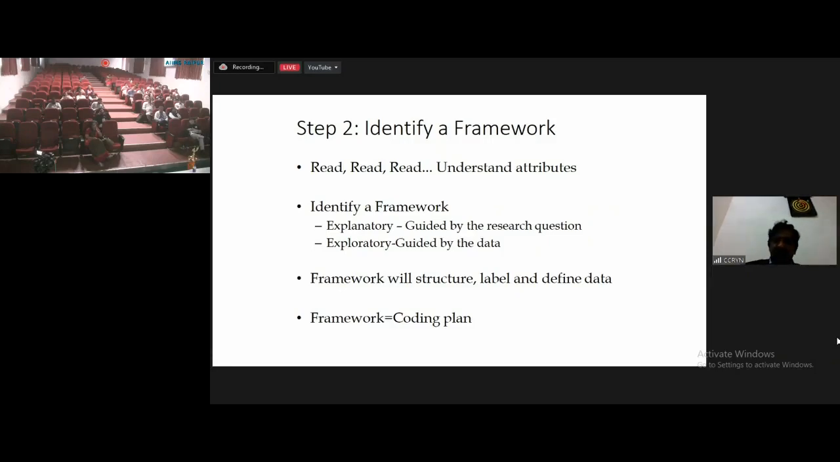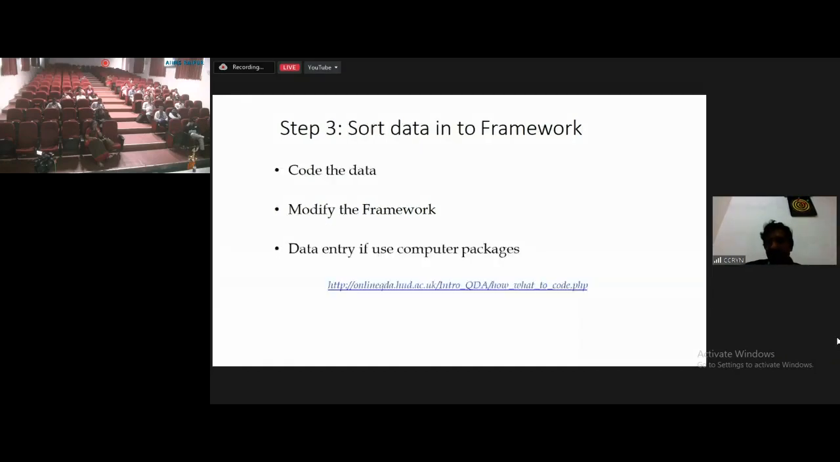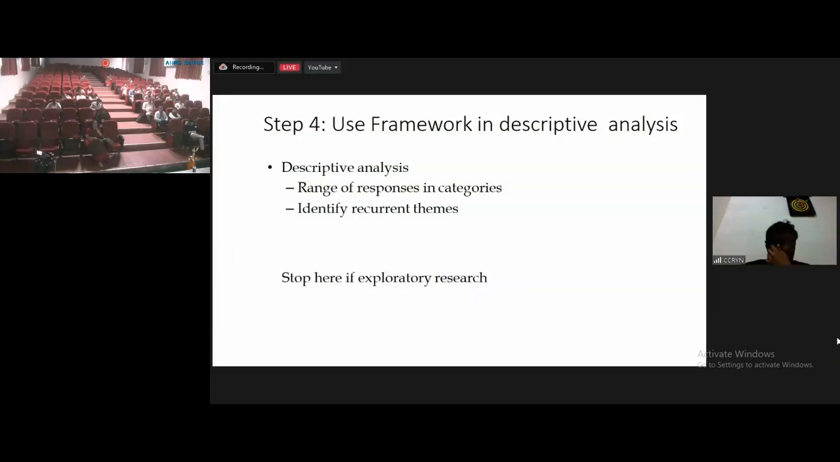So once you do the framework structuring, you label, define the data, you make a coding plan, etc. You code the data, modify the framework, enter the data using computer packages, which you saw right now. So many computer packages are available. I will show the details of it. And you have a range of responses in categories, identify recurrent themes. In exploratory research, if the themes are recurring, you just stop here only.